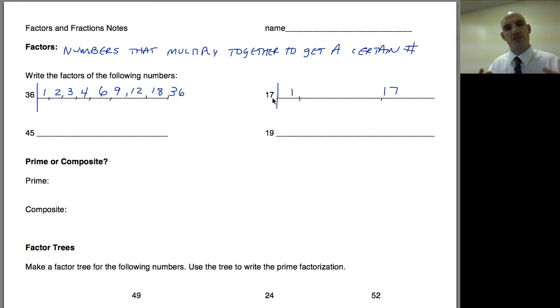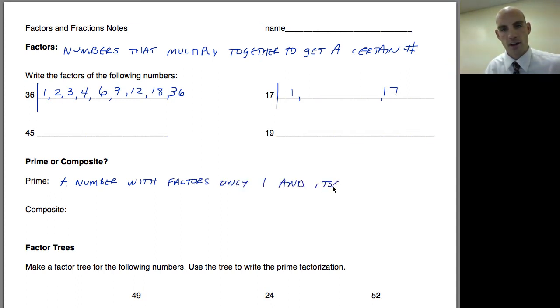That brings me into a discussion of prime and composite. So 17 is kind of special. It only has 2 factors, 1 and itself. That makes it a prime number. So if I skip down here, a prime number is a number with factors only 1 and itself. Okay, so the number 17, the number 13, the number 11, how about 5, how about 7? Those numbers only have 1 and themselves as factors.